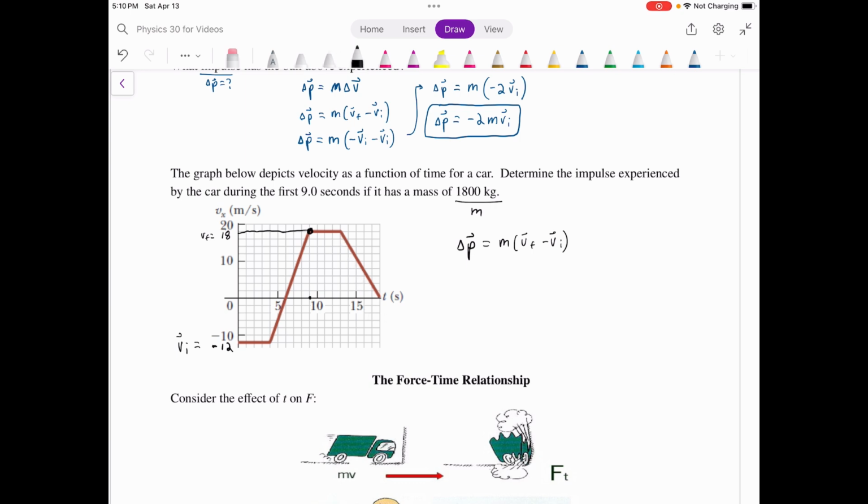Either way, though, our final velocity is positive 18, our initial velocity is negative 12, and we were told that the mass of the car is 1,800 kilograms.